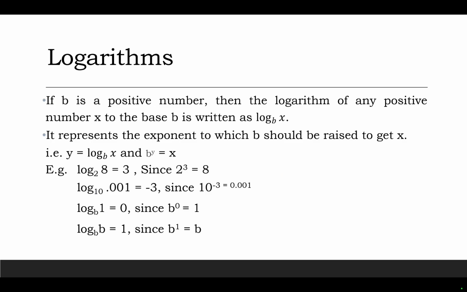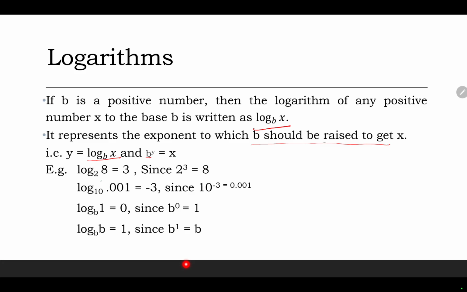Then next one, logarithm. If b is a positive number, then the logarithm of any positive number x to the base b is written as log b x. It represents the exponent to which b should be raised to get x. So here y is equal to log b x. What is the meaning? That is b power y is equal to x.